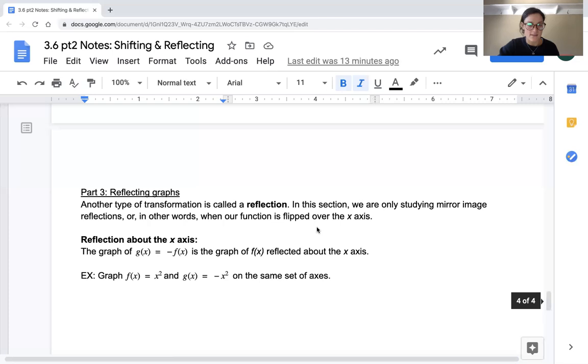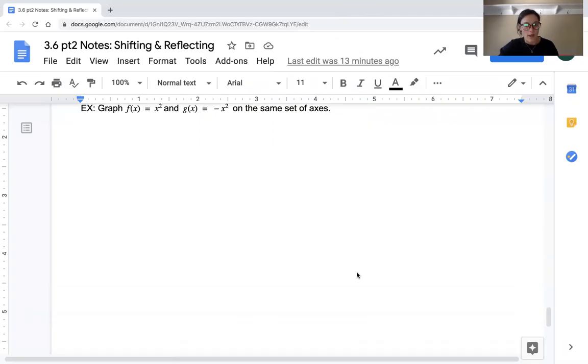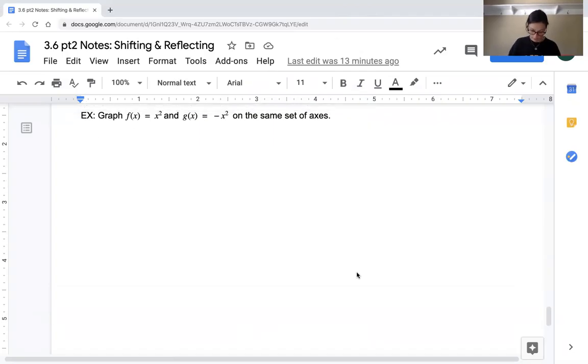So that is shifting horizontally. And now, last thing is reflecting. Another type of transformation is called a reflection. In this section, we are only studying mirror image reflections, or in other words, when our function is flipped over the x-axis. So, reflection about the x-axis. The graph of g of x equals negative f of x is the graph of f of x reflected about the x-axis. So for example, graph f of x equals x squared, another good old parabola.